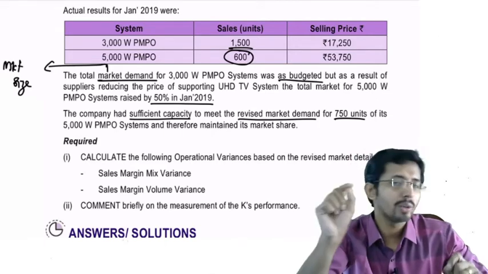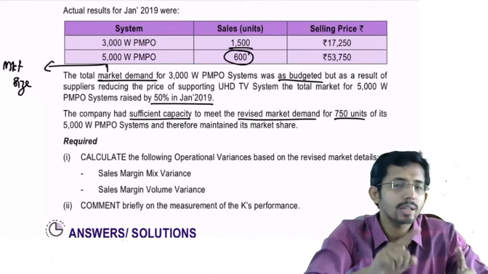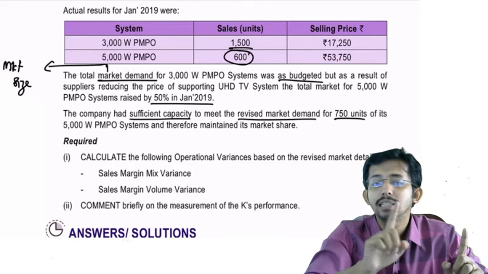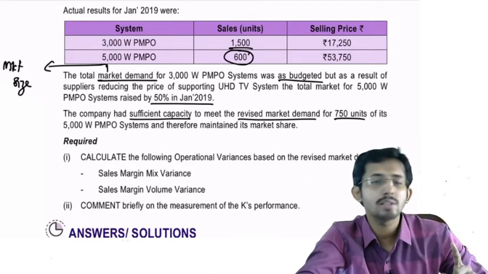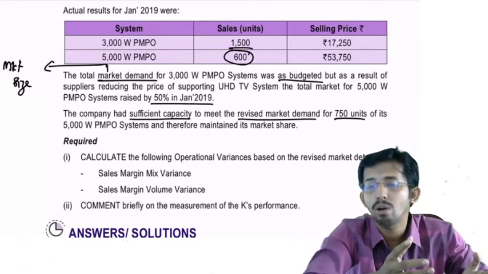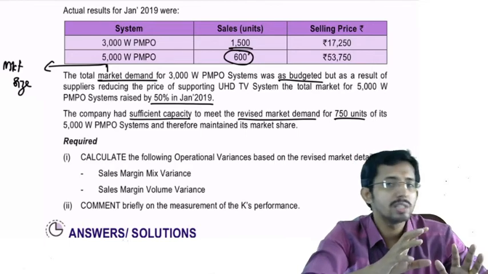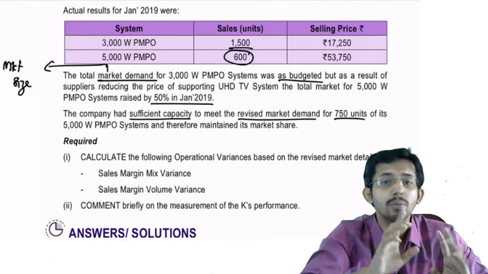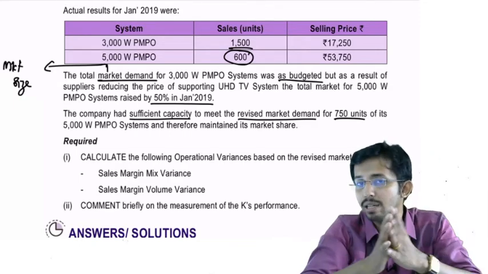Is it clear? So if there is any favorable or adverse impact on account of change in the market size, then it cannot be taken to be something which is under the control of the sales manager, but it has to be taken as something which is beyond the control of the sales manager, and such variances which are beyond the control of the sales manager are what is known as planning variances. If you remember, we had learned about planning and operational variances.